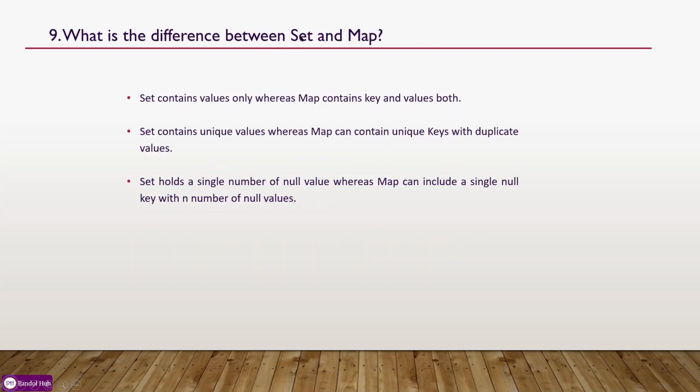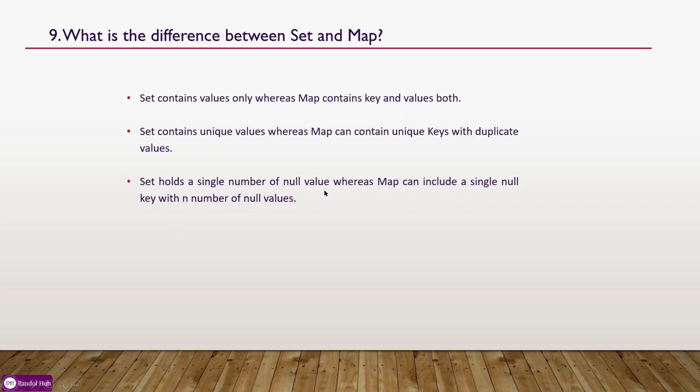So what is the difference between set and map? Set contains values only, whereas map contains key and values both. So set contains unique values, whereas map can contain unique keys with duplicate values. That is, set contains only values, whereas map is a key value pair. And in the set, we have only unique values, whereas in the map, the keys should be unique, while multiple unique keys can have duplicate values.